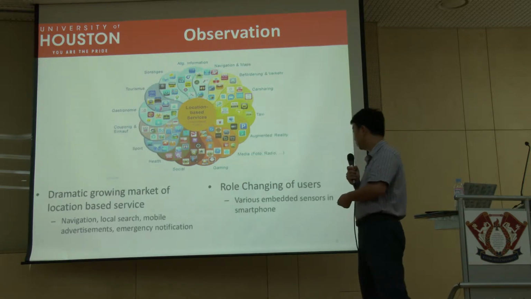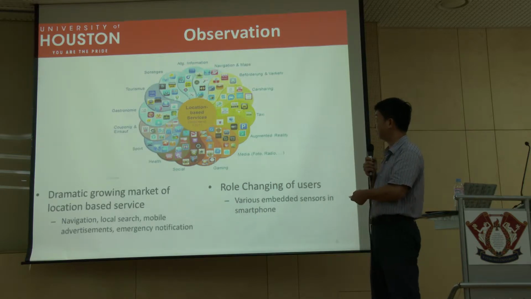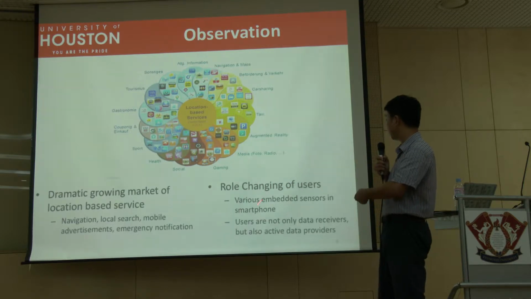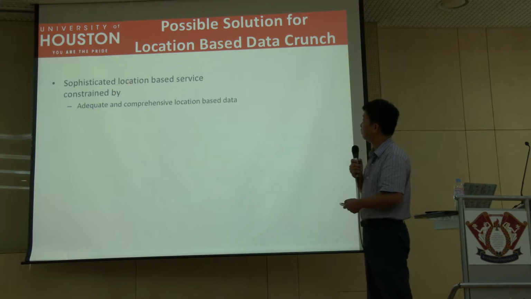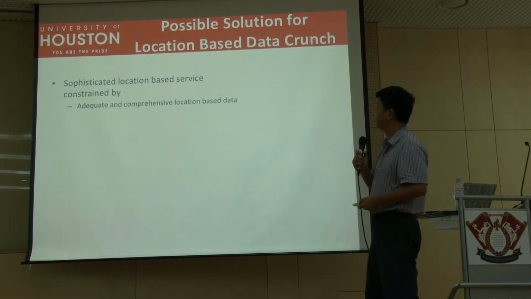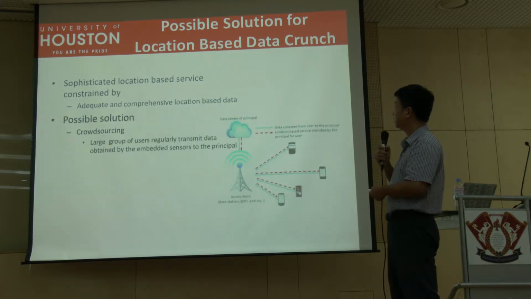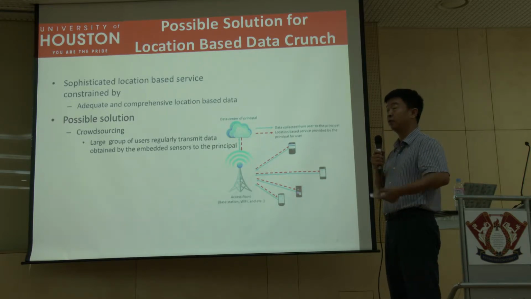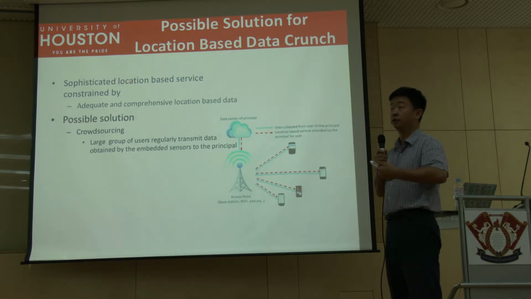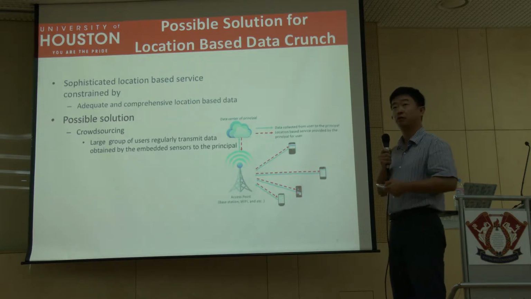Previously your smartphone was just data demanding, and now the cell phone has become a sensor, so the cell phone can also provide data. Basically, it's a physical location-based service constrained by the adequacy and the location of the data. We can use crowdsourcing. For example, when you travel on the highway, your cell phone has GPS, and your GPS will tell your speed. Your speed will give Google or some service the traffic information.